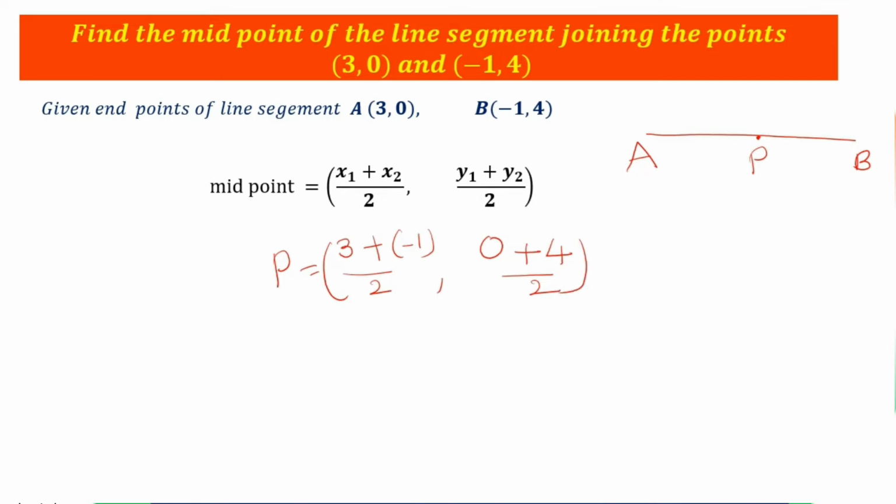Next, 3 plus -1: one positive integer and one negative integer, their sum is the difference of those numbers. 3 minus 1 is 2, so 2 by 2. 0 plus 4 is 4, so 4 by 2. So 2 by 2 equals 1 and 4 by 2 equals 2. So (1, 2) is the required point, the midpoint of AB. Midpoint of AB equals (1, 2).